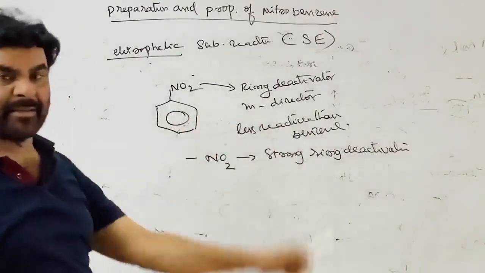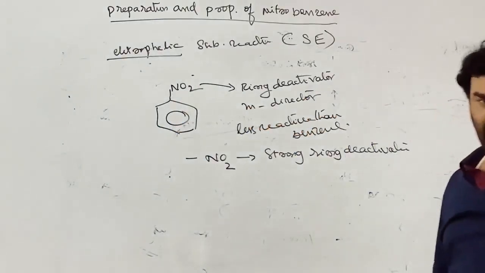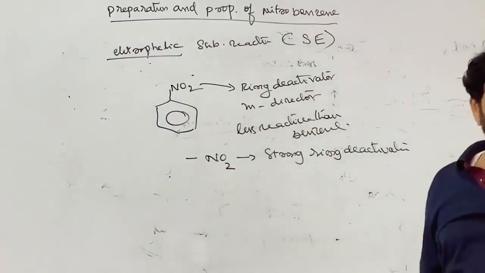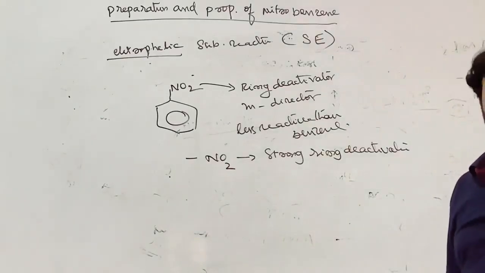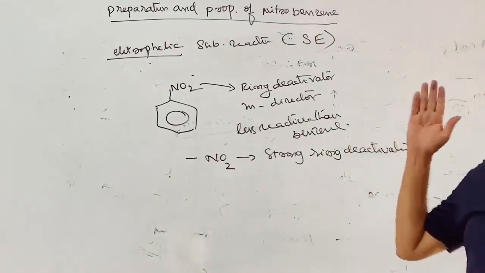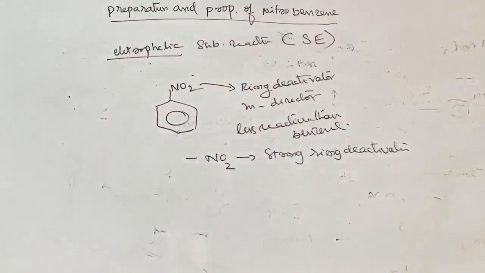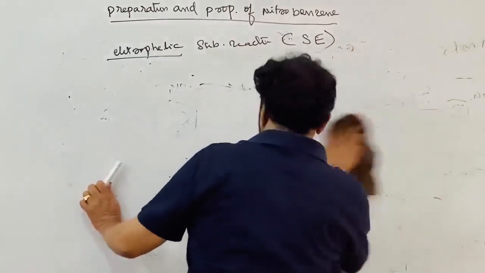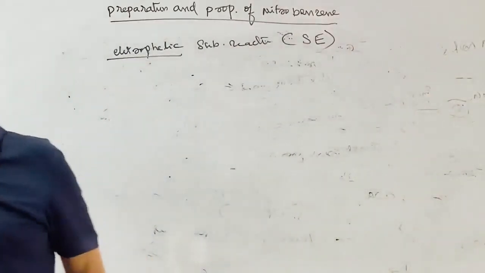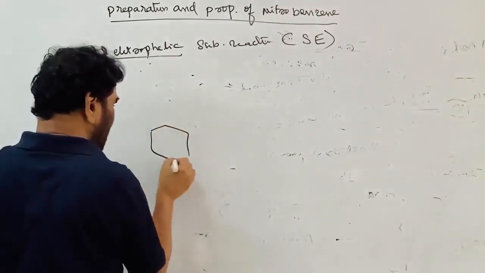It is used as a solvent in many organic reactions. Nitrobenzene, the aromatic ring, does not take part in electrophilic substitution reactions since the nitro group is a strong ring deactivator. Hence, it is used as a solvent in many organic reactions. It takes part in only a few electrophilic substitution reactions. Already we discussed all these things.